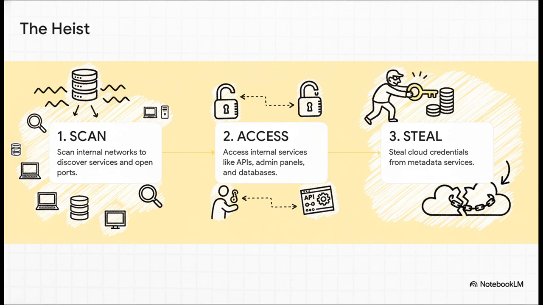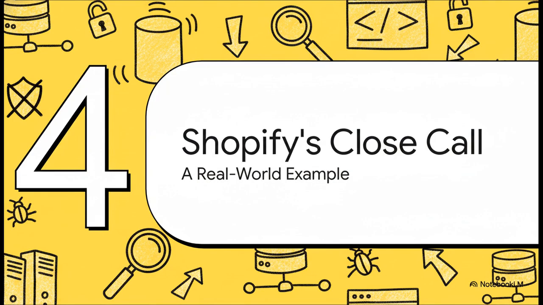Step one is reconnaissance. The attacker uses your own server as a spy to scan your internal network, mapping out all the other servers, databases, and services hiding back there. Then, with that map, they move to step two, access. They start hitting internal APIs, maybe find an admin panel that isn't password protected, or pull data from databases that should have been totally unreachable. But the final step, the grand prize, especially in the cloud, that's stealing credentials. They can hit these special metadata services and snatch the keys to the entire kingdom, potentially giving them total control of your cloud infrastructure. And look, this isn't just some textbook theory.